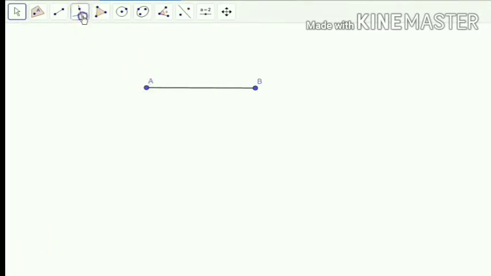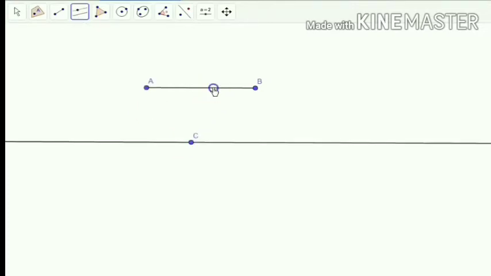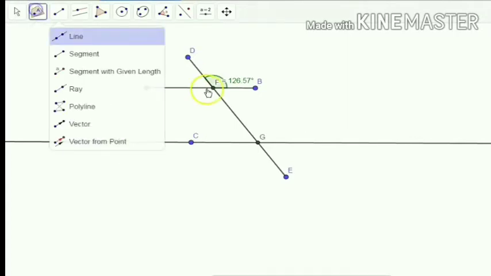Let's observe another thing. We have drawn a line segment. Let's draw another line which is parallel to this line. Let's draw a line segment which is transversal to both. So let's mark points on the transversal line. Now we'll again measure the corresponding angles. Exterior angle is 126.57 degrees.